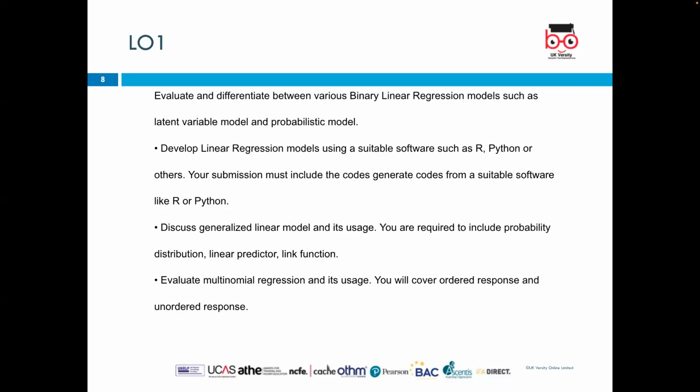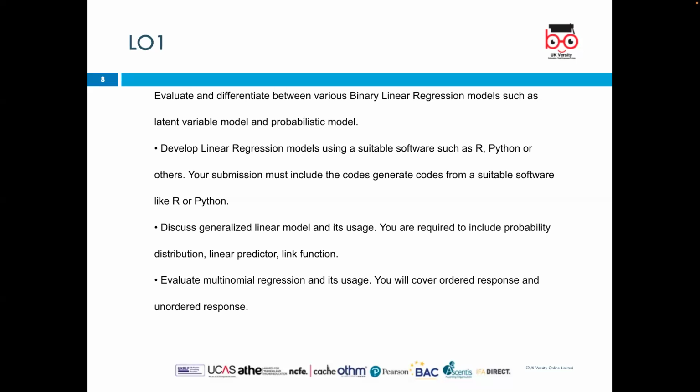And now we have to move on to the learning outcome 1 of the assignment. So this is what the assignment will be for learning outcome 1. First of all, you have to evaluate and differentiate between various binary linear regression models such as latent variable model and probabilistic model. We did that. And then develop a linear regression model using a suitable software such as R, Python, or others. Your submission must include the codes generated from a suitable software like R or Python.